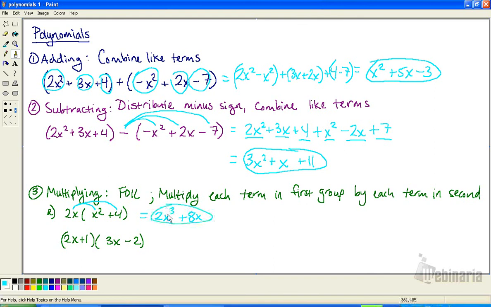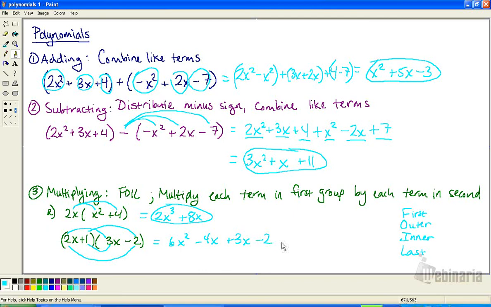Now, what if we have two binomials? Here I have 2x plus 1 times 3x minus 2. And here's where we can use the acronym FOIL. It stands for first, outer, inner, last. What it means is I'm first going to multiply the first terms in each group, the 2x by the 3x, and I get 6x squared. Then I move on to the outer terms. That's the 2x times the negative 2, which gives me a negative 4x. Next come the inner terms. 1 times 3x gives us 3x. And finally, the last terms. 1 times negative 2 is a negative 2.